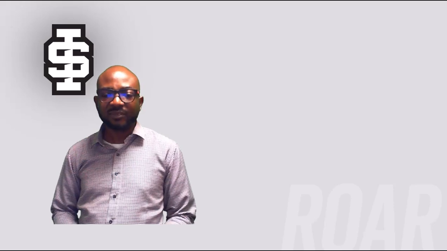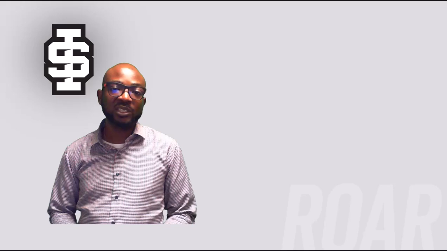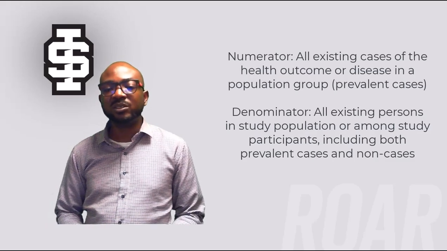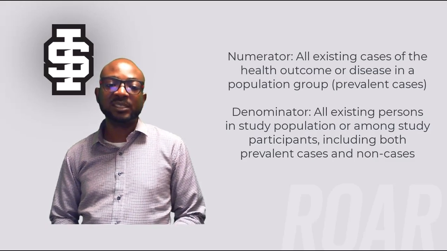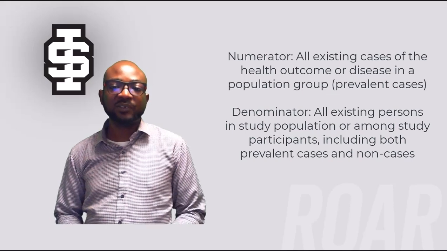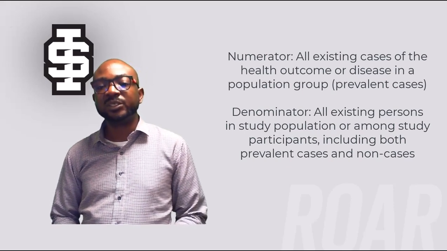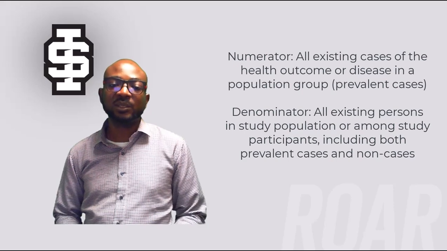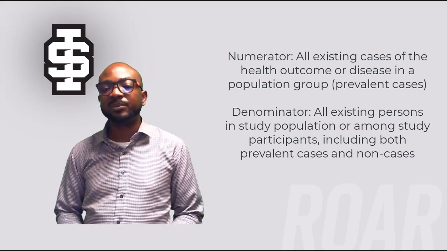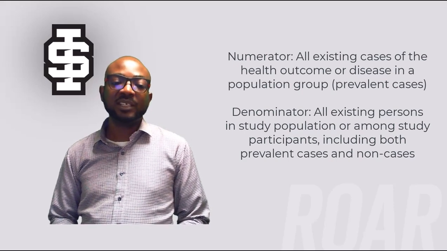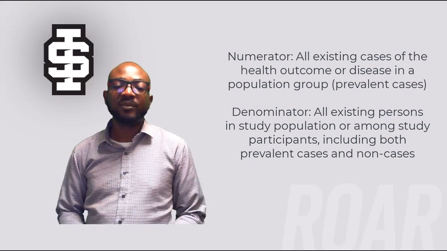Now we will discuss the numerator and denominator of the prevalence measure used in cross-sectional studies. Cross-sectional studies are often used to describe the occurrence of a health outcome or exposure in the population. The measure used to describe this occurrence is prevalence. For the numerator, you will include all existing cases of the health outcome or disease in the population group, that is the prevalent cases, while for the denominator, you include all existing persons in the study population or among study participants, including both prevalent cases and non-cases.